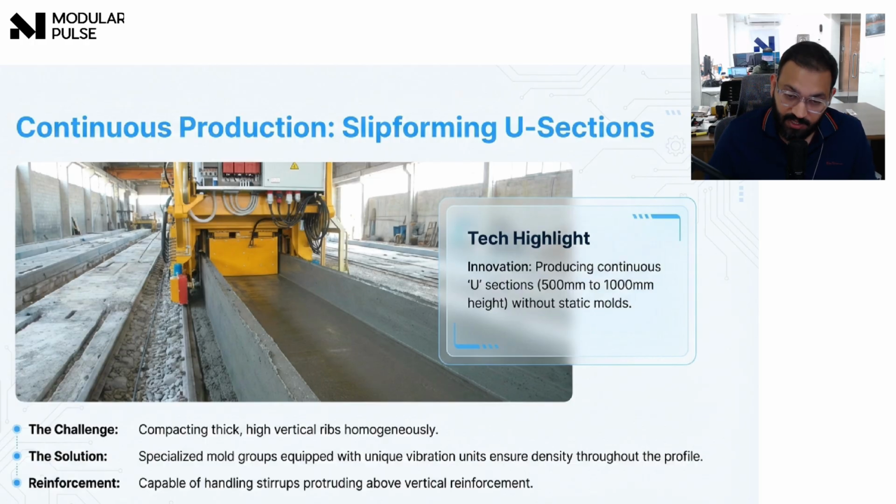This method is commonly used for U-drains, barriers, channels, and linear infrastructure elements. The biggest advantage here is speed. Instead of producing one element per cycle, you produce meters of product continuously. This makes slip forming ideal for large infrastructure and government projects.